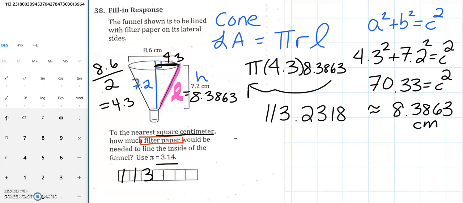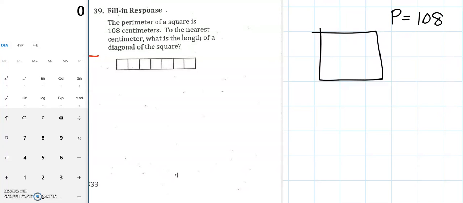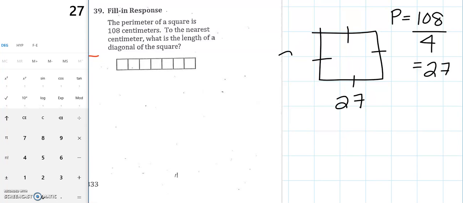Okay, next question. Now in this question, they give us the perimeter of a square. So I'm going to draw my square. Okay, so here's my square, and now they're telling me the perimeter of a square is 108. Now I want to know what's the length of each side. Now since it's a square, all four of your side lengths are going to be congruent. So I'm going to take 108, I'm going to divide by 4 to find each side length. So each side length when I divide by 4 is going to give me 27. So it's 27 centimeters on each side.